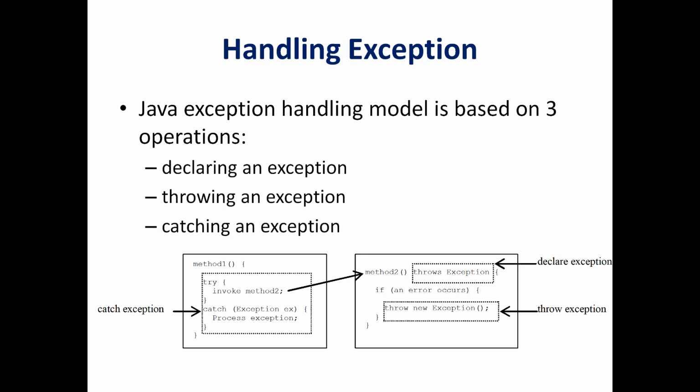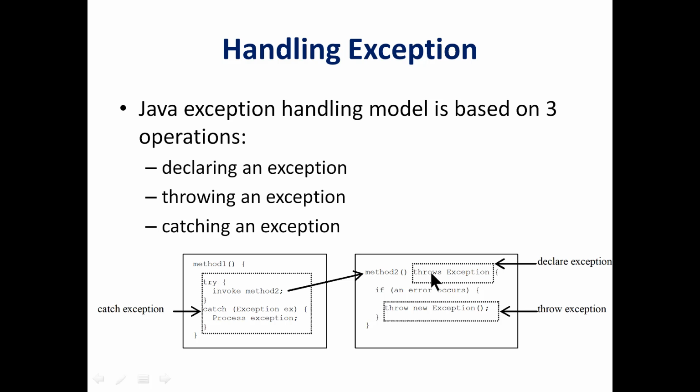You declare an exception, then you throw an exception, and you catch an exception. So what happens? Look at this method. You are trying in the try block. You have a statement which may throw an exception. You can see it invokes method2, but method2 throws Exception.